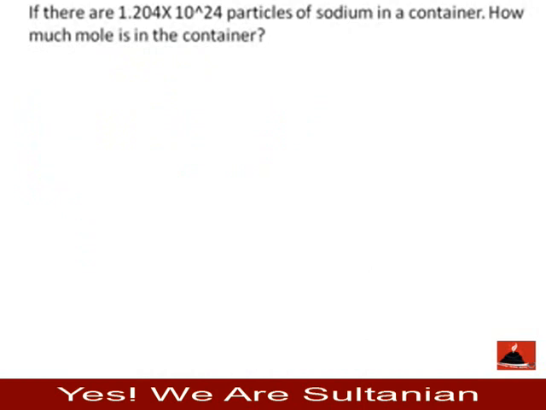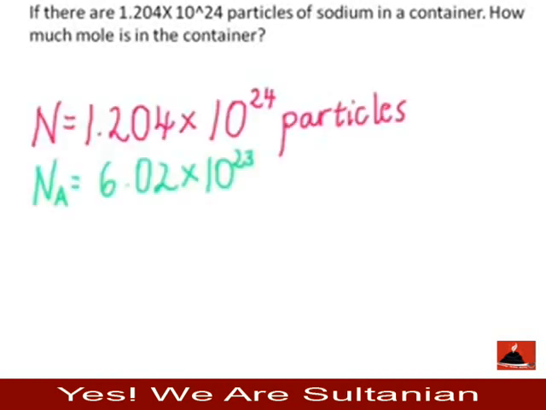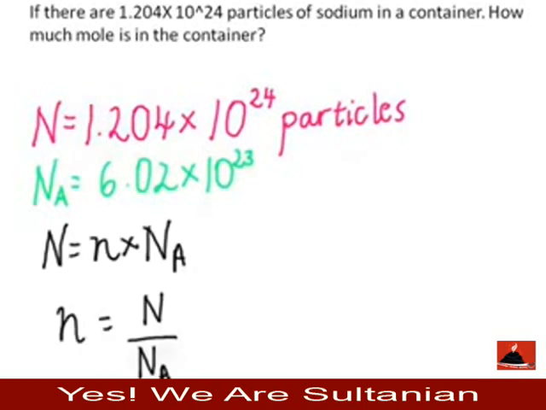Second question. If there are 1.204 times 10 to the 24 particles of sodium in a container, how much mole is there in the container? So first we write down what we know. So big N, or the number of particles, is 1.204 times 10 to the 24 particles. Avogadro's number, always the same, 6.02 times 10 to the 23.